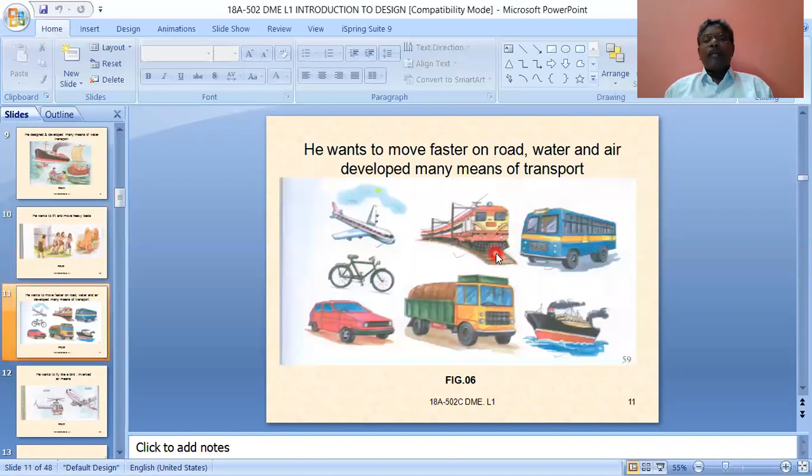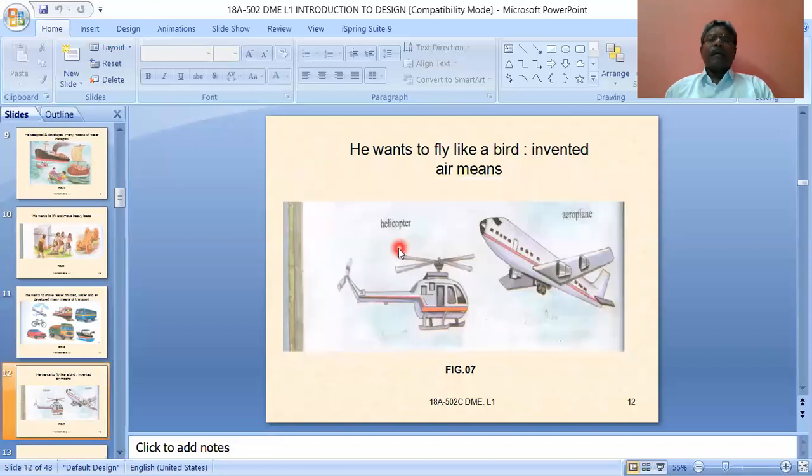And also, the man wants to move faster on the roads and water, air. He developed many means for transport. So here in this case, on roads, cycle, bicycle, and then cars, lorries for transporting the goods, and for transporting of humans, these are the buses, etc., and trains. Whereas for moving on the water, he designed ships, etc., and also for moving on the air, he designed helicopters, aeroplanes, etc. And now he wants to fly like a bird. He invented helicopters, aeroplanes, etc.